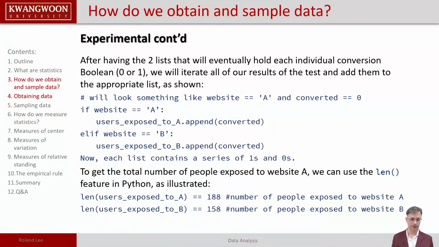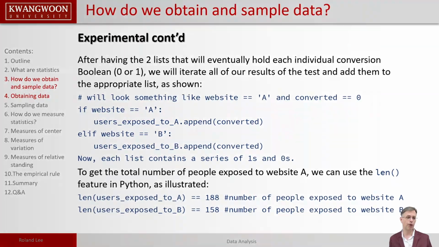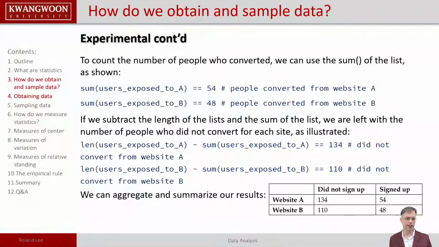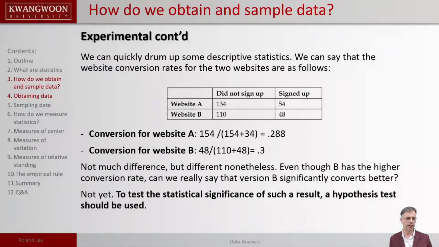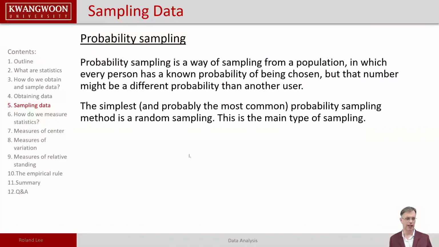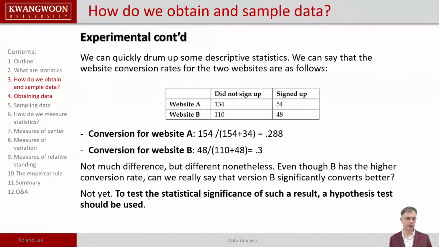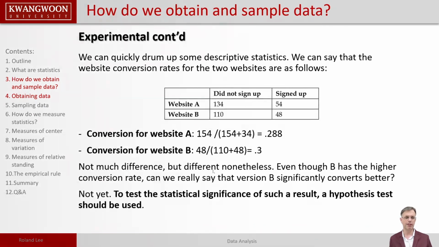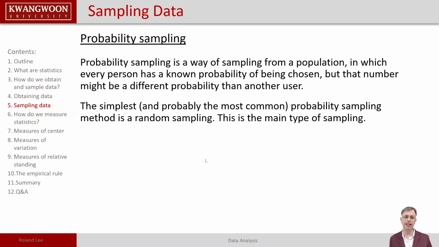Then we had a Python example, which we can't actually use very well because the data is not included. However, we can still see the conversion rate for website A and website B. And here you see as well, to test the statistical significance of such a result, a hypothesis test should be made. And hypothesis testing we can learn in chapter 8, if I remember well.